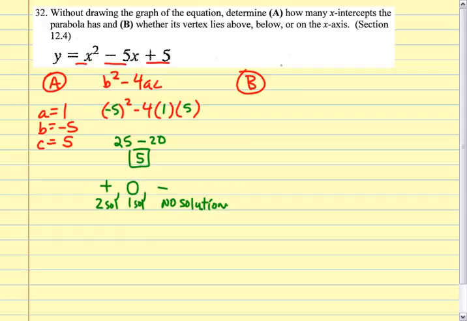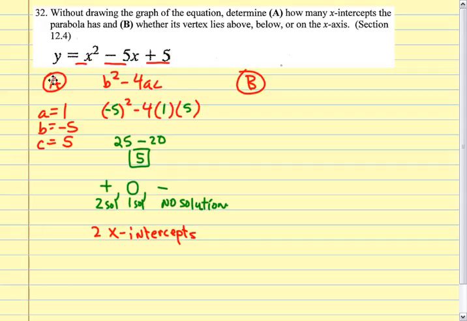Okay, so I need to write for A that there are 2 x-intercepts. Okay, if there are 2 solutions, then there are 2 x-intercepts for the graph. Now for B, it says determine whether its vertex lies above or below or on the x-axis.